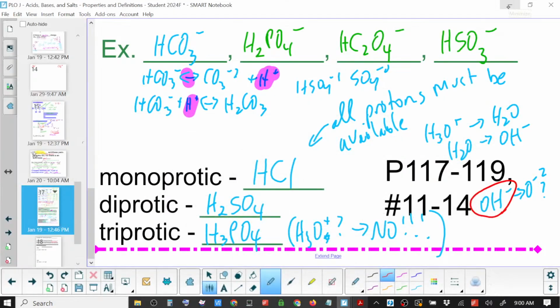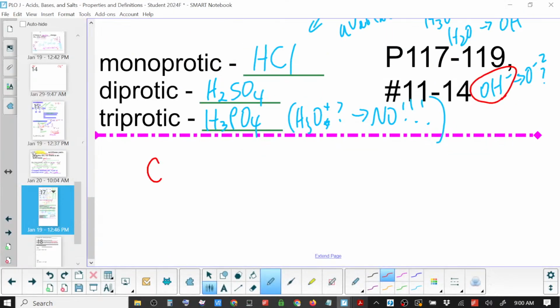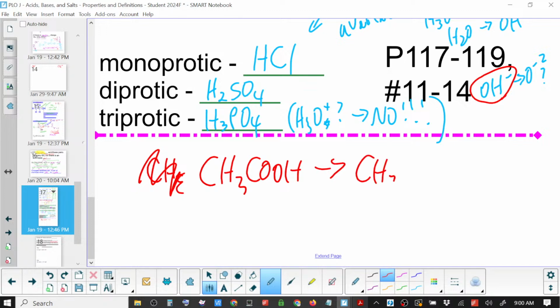CH3COOH can go to CH3COO minus plus H plus. So it's at least monoprotic, but these hydrogens are locked inside. They're part of the organic structure. They're not free to react. You're never going to take one off and make that minus 2. That doesn't happen. So they have to be free to react.